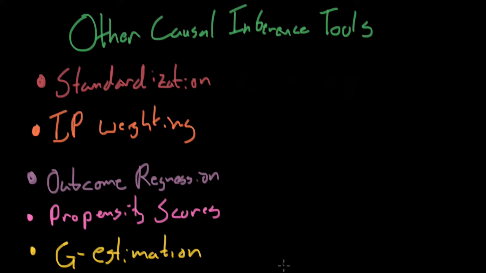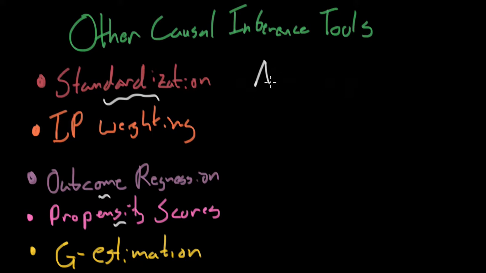Oh no, you finally get to see what you've been missing out on. These are other causal inference tools. Some of you might be familiar with some of these, for example, outcome regression and propensity scores. However, I'm not going to be going over them, at least in the basic causal inference class. What I have gone over thus far is standardization. I want to give a very brief review of standardization.